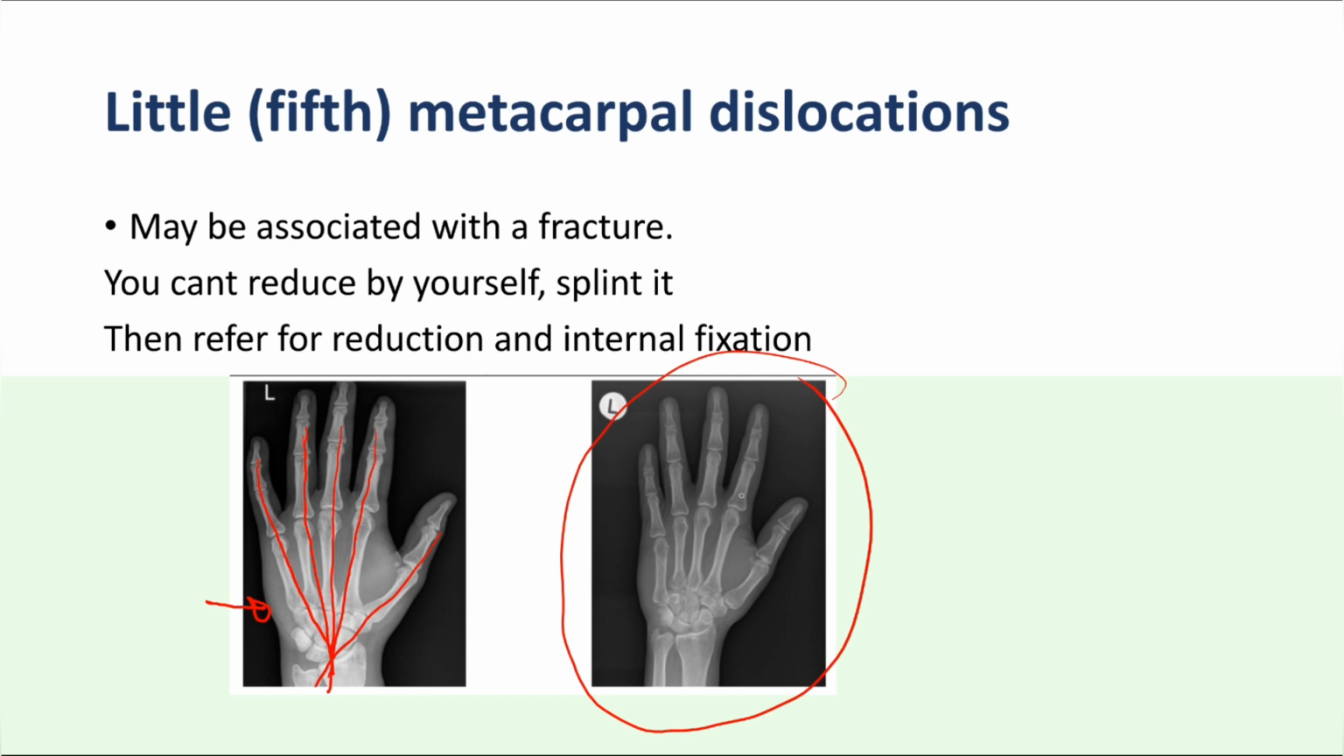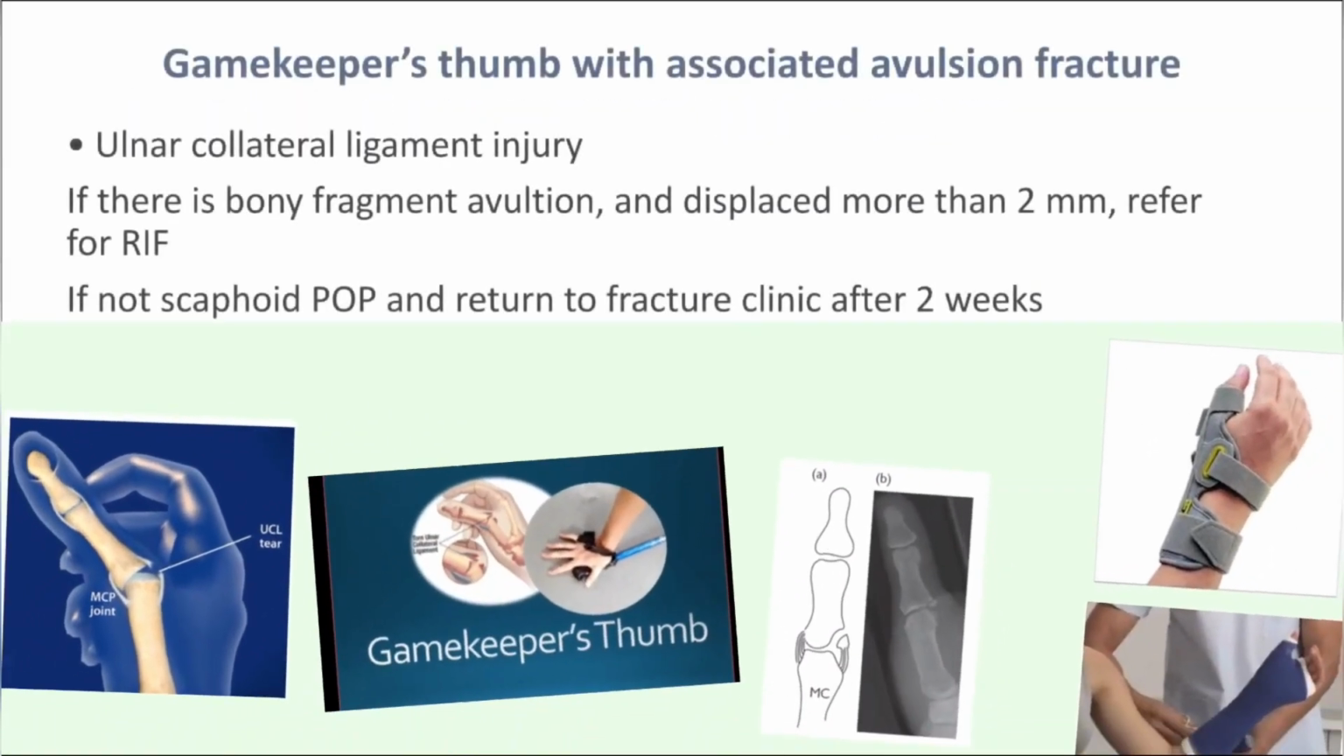But in dislocation of the fifth metacarpal, these lines will intersect each other, but this one is different. So this line will be different. So you can recognize that there is dislocation of the fifth metacarpal bone. It may be associated with a fracture. You can reduce it by yourself and then splint it. If not, just refer for reduction and internal fixation by the hand surgeon.